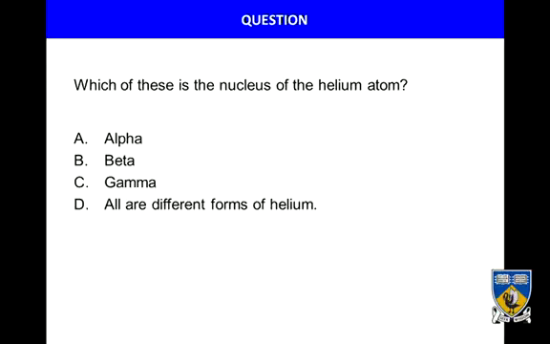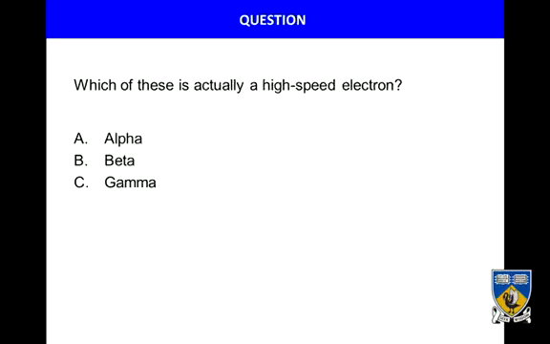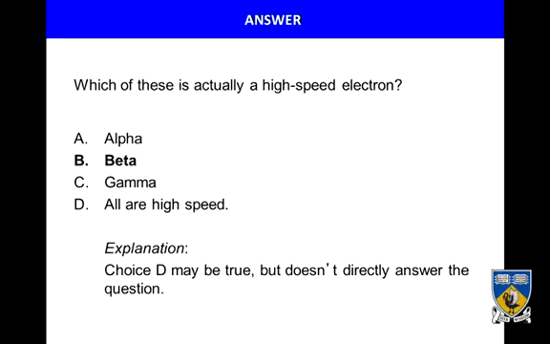Okay, so you must know this one, which is the nucleus of the helium atom: an alpha particle, a beta or a gamma. All the different forms of helium, please tell me. Alpha, great. Now, which of these is actually a high-speed electron: an alpha particle, a beta particle, or a gamma ray? All are high speed. What's the answer there? B, exactly. It says here D may be true, but doesn't directly answer the question. So a high-speed electron is a beta particle.